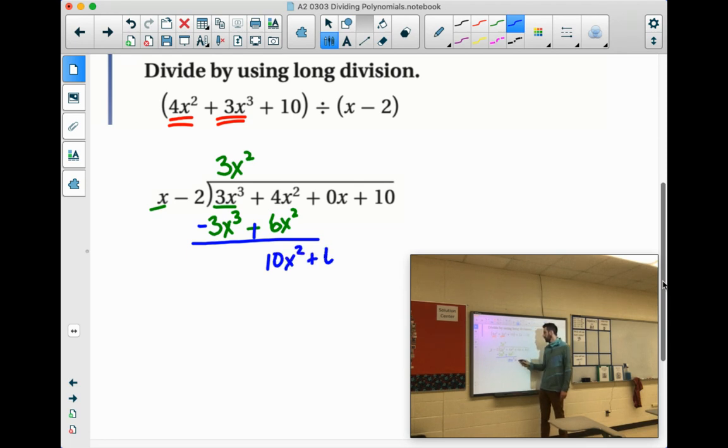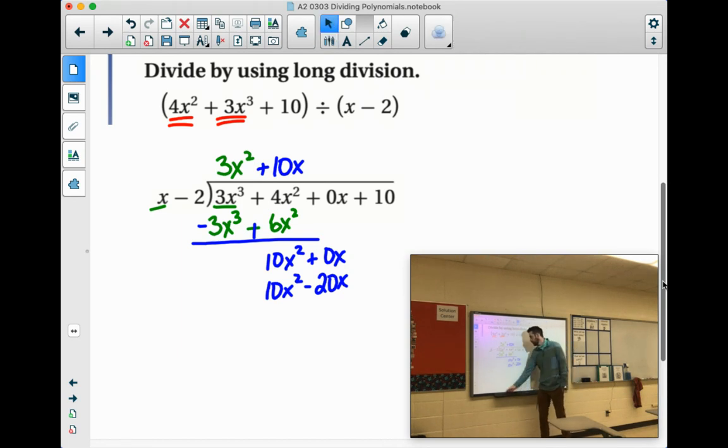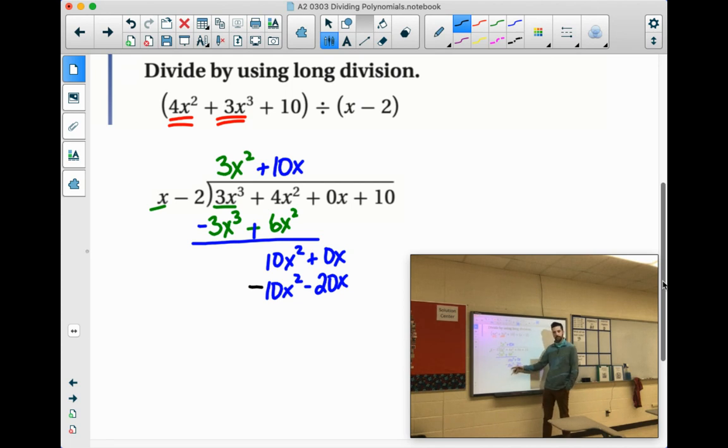We'll bring down the 0x as well. Now, how many x's can go into 10x squared? And that would be 10x. So we'll put plus 10x up here. And then we'll go ahead and multiply it. 10x times x is 10x squared. 10x times negative 2 would be negative 20x. But remember, we have to go through and make all this the opposite because we're going to subtract it. So we're going to make it negative 10x squared and positive 20x.